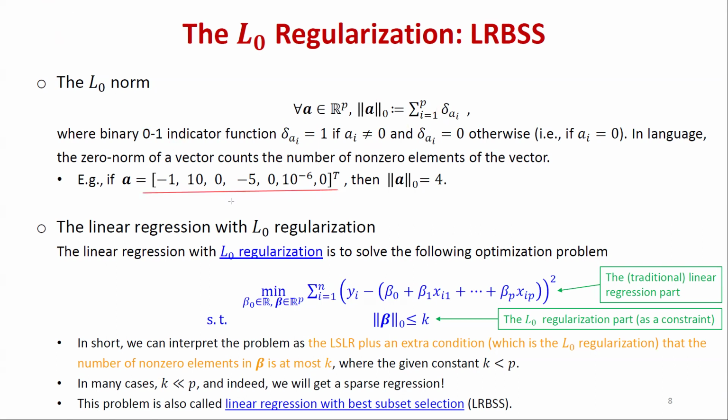Suppose my vector A equals -1, 10, 0, -5, 0, 10 to the power of -6, 0. I ask you what is the zero norm of vector A. So we just count how many non-zero elements there are here: 1, 2, 3, 4. Be careful, although 10 to the power of -6 is a very small number, it's not zero, so it's counted. So -1, 10, -5, and 10 to the power of -6, and hence the zero norm of this vector A equals 4. Simple, right? You just count how many non-zero elements.